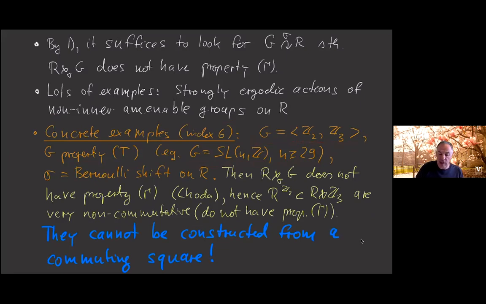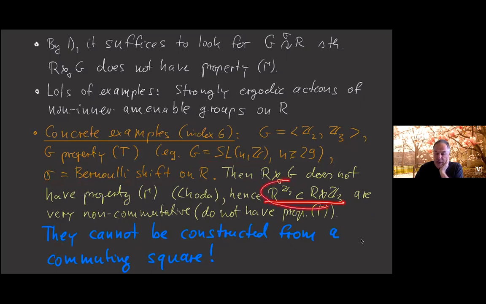But anyway, if you take such a property T group and you take the Bernoulli shift action on the hyperfinite II_1, well, then the corresponding crossed product does not have property Gamma. That particular example actually goes back to Jones. And hence you get an index 6 subfactor that has no central sequences in the subfactor for the ambient factor, so it is very non-commutative, right?